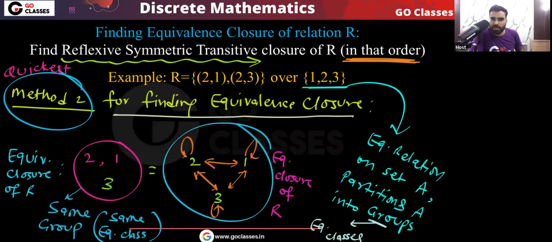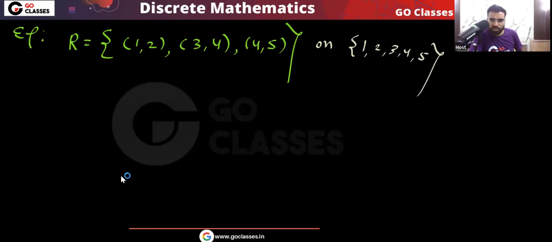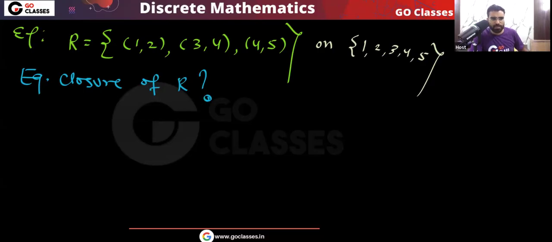Let me know. For example, just for sake of practice, let's assume that we have this relation R, that is 1 related to 2, 3 related to 4, and 4 related to 5. Okay. And let's assume on the set 1, 2, 3, 4, 5. Now you tell me what will be equivalence closure of R. We need to find equivalence closure of R. So what that will be?